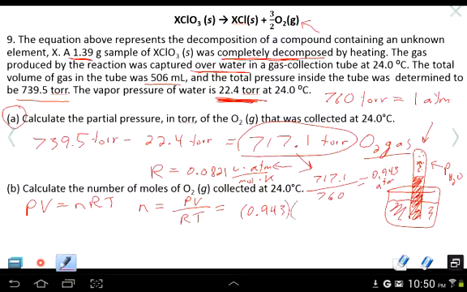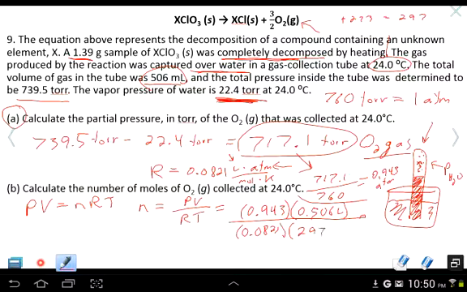Our volume is given to us as 506 milliliters. So in liters, 0.506. We have to do it in liters because, again, R is defined in liters. R is a constant, 0.0821. And then temperature in our case is 24 degrees Celsius. Add 273 to this, and we should get 297. So we get 297 Kelvin.